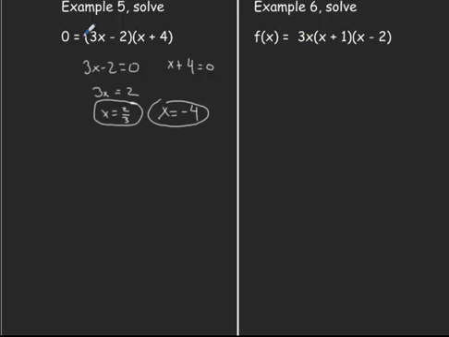In this one, don't worry about the fact that there's a 0 here and an f of x here. Just replace the f of x with a 0. And I've got my three factors. 3x is one of the factors. x plus 1 is another. And x minus 2 is another. So we're going to have three answers here. This is going to give me 0. This is going to give me negative 1. And this is going to give me 2.